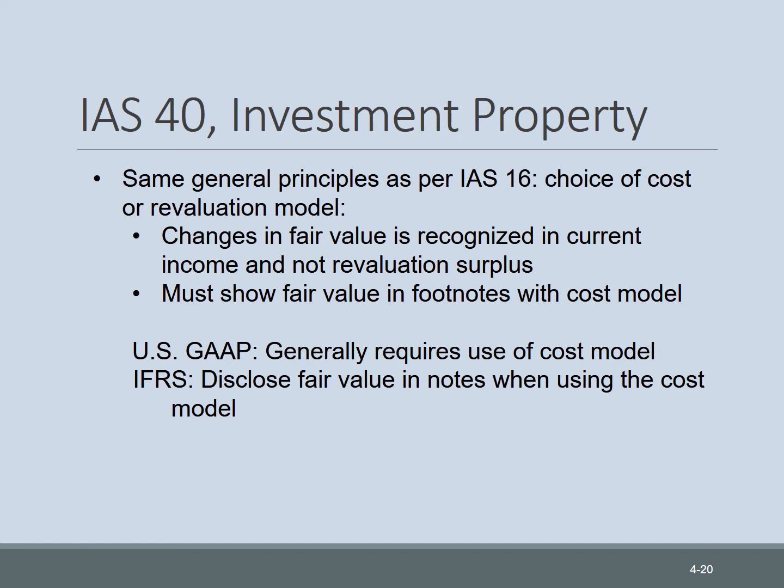All right, so comparing this to US GAAP, we're generally going to require the use of the cost model, although if you have an asset held for sale, let's say we have a piece of equipment that we're holding for sale, you're going to report it at net realizable value, which is fair value minus cost of disposal. And under IFRS, you are going to disclose that fair value in the notes if you use the cost model. That is not required under US GAAP.